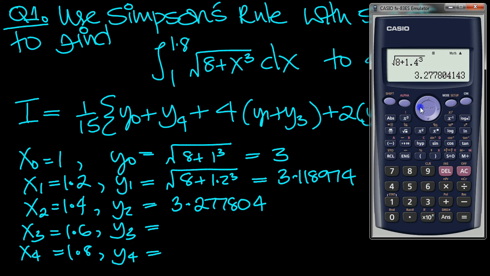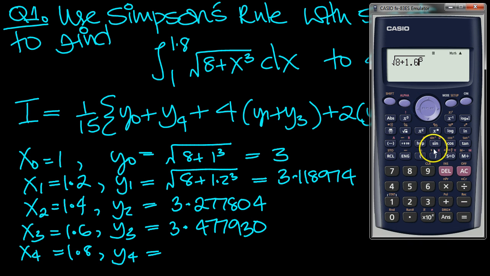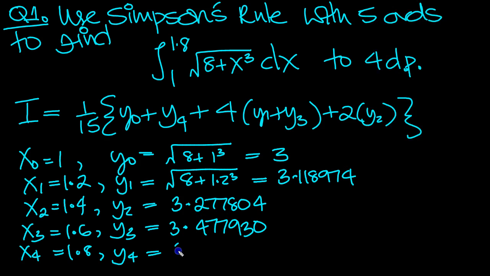Next one is 1.6, so toggle back and change that 4 to a 6. And then we get 3.477930. And then the last point, put 1.8 in. And we get 3.7191339. The 6 rounds the 39 up to 40. So it's 3.719140. There we go. So these are our numbers. So we'll tap it in the calculator then.